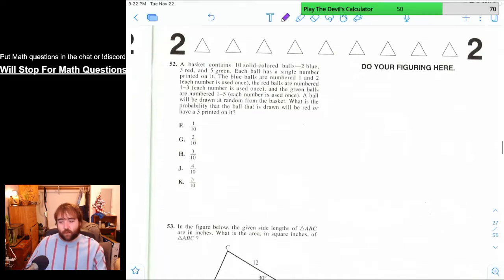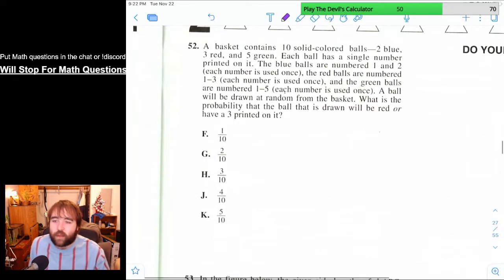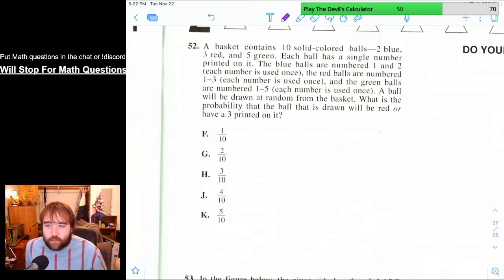Whereas on the SAT, the questions are hard to understand, but pretty easy to do once you see what they're asking.